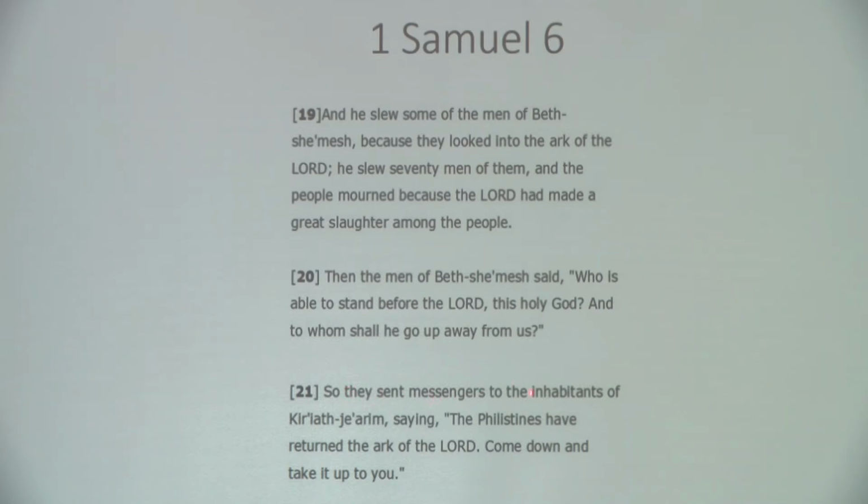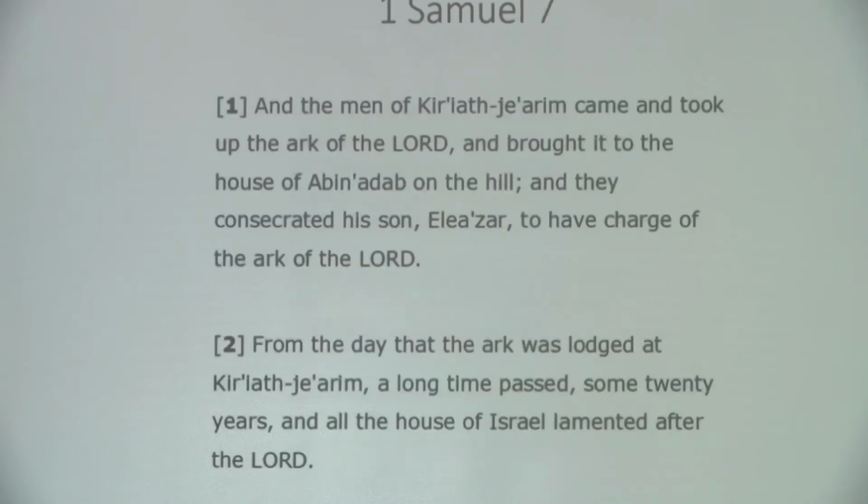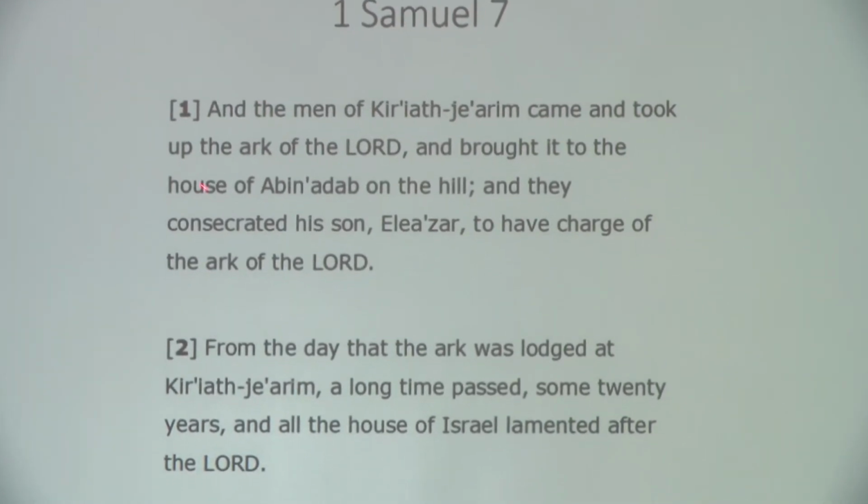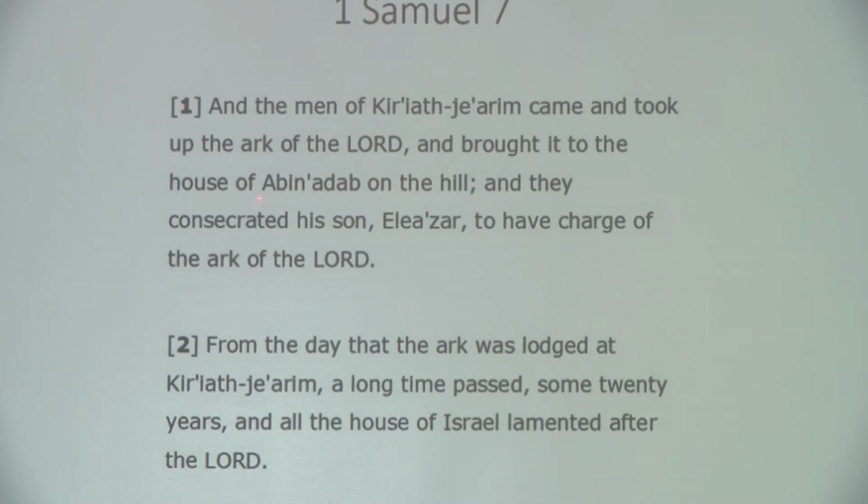So they sent messengers to the inhabitants of Kiriath-Jearim, saying, the Philistines have returned the ark of the Lord. Come down and take it up to you. What do you call that? Passing the buck. Let's give it to somebody else. So they did. And the men of Kiriath-Jearim came and took the ark of the Lord and brought it to the house of Abinadab on the hill. And they consecrated his son Eleazar to have charge of the ark of the Lord. And from that day the ark was lodged at Kiriath-Jearim a long time, some 20 years, and all the house of Israel lamented after the Lord.